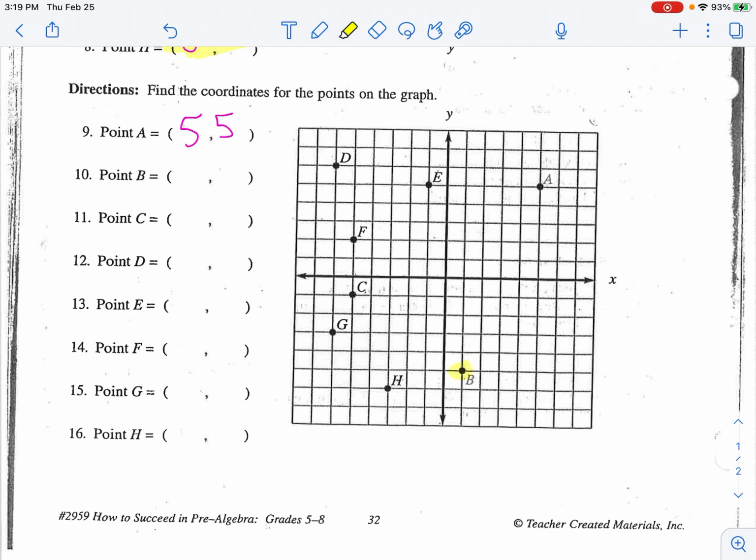Point B, on the x-axis, they went to 1. On the y-axis, they went down. So this is going to be a negative number. So they went to -1, -2, -3, -4, -5.